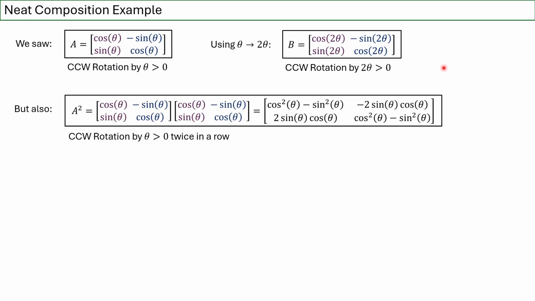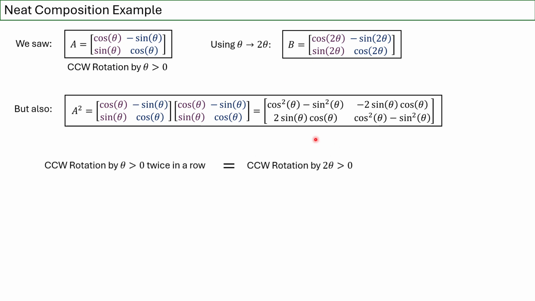Okay, but there's a second way to think about this. Rotating by 2 theta is physically the same as rotating by theta and then rotating by theta again immediately after. This is a composition of A with itself. So we get the result on this line here. If we multiply A by A, we get A squared. That should be equal to B because they're the same physical transformation. So the matrices representing them must be equal. The matrix for 2 theta is equal to the matrix for A squared.